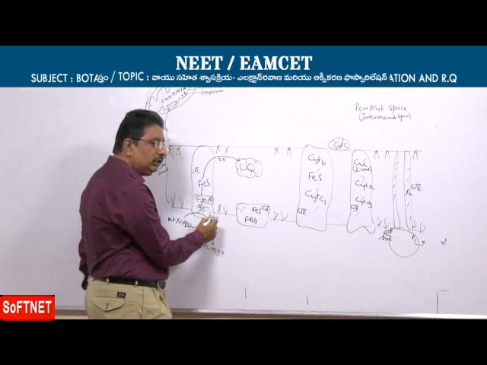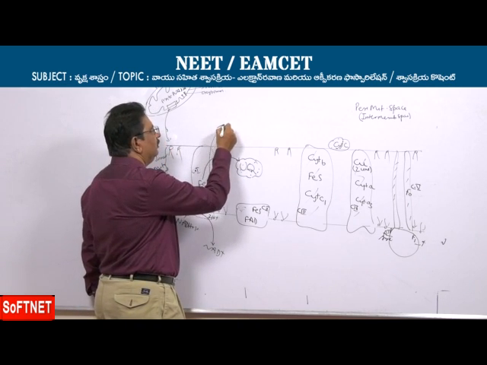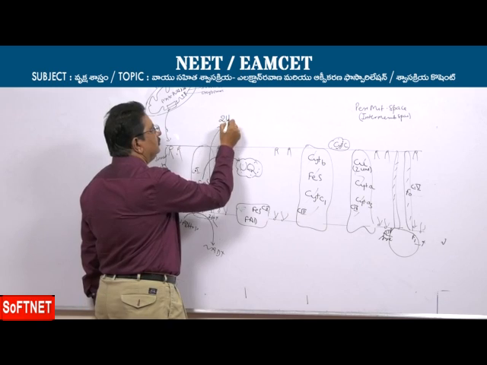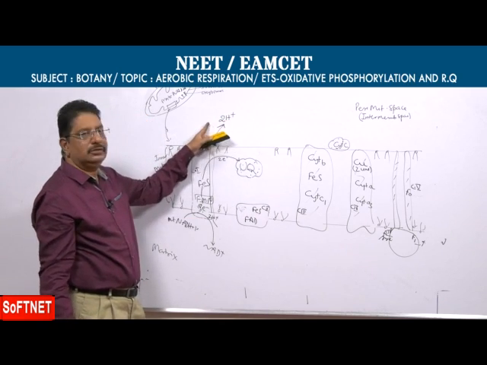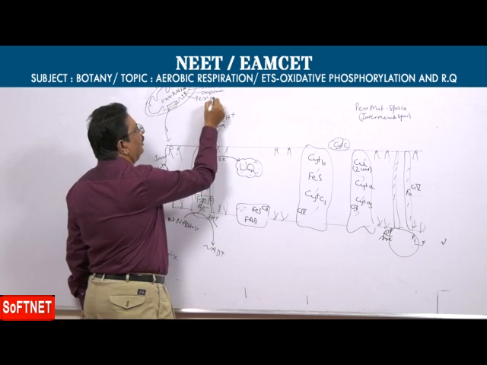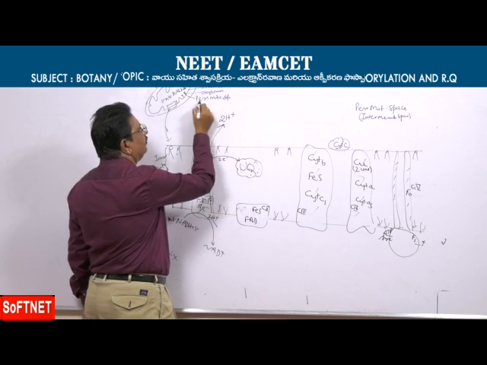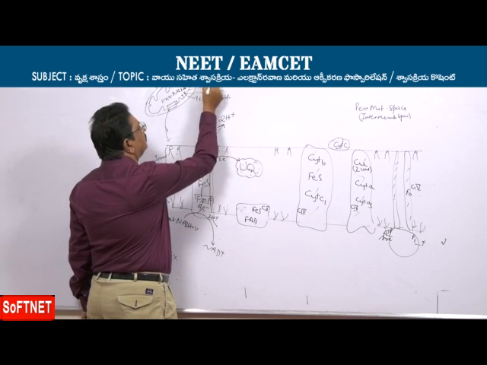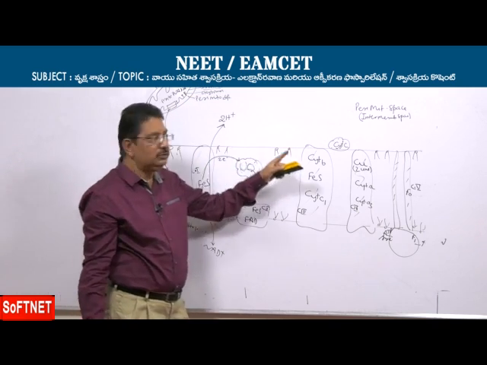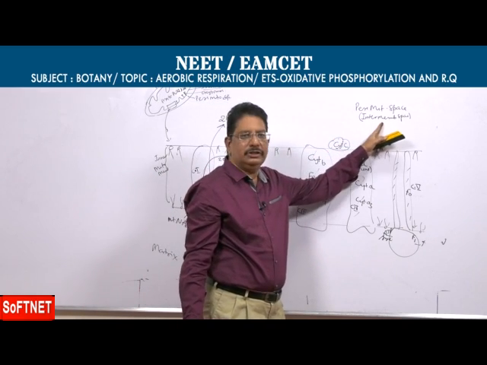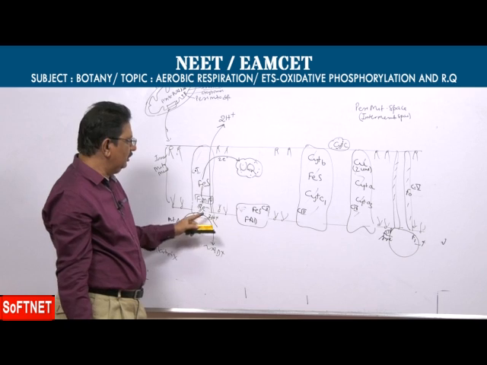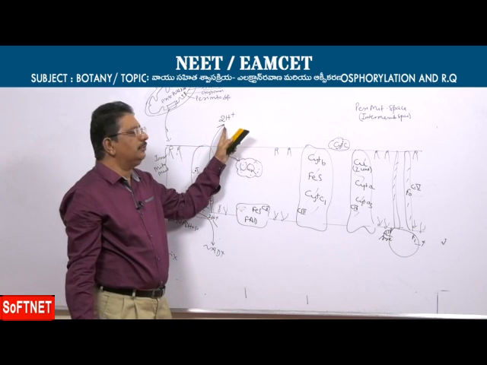In the meantime, the protons are transported from the matrix to the perimitochondrial space. This is the space between the outer and inner mitochondrial membrane. So, it is also called outer space or intermembrane space. So, protons which are released during oxidation of NADH are shunted into the intermembrane space.